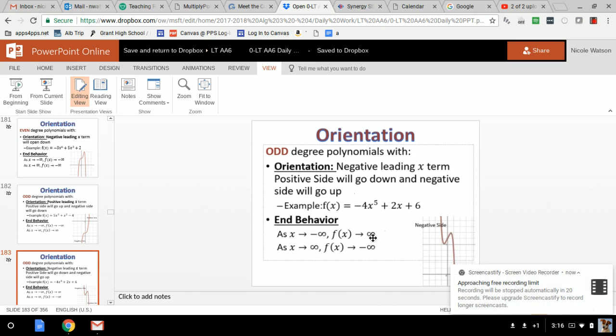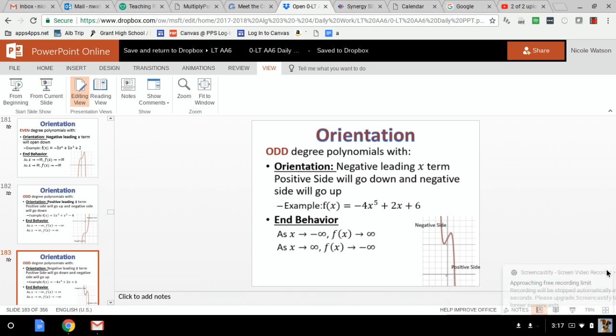As x approaches negative infinity, sorry, I'm running out of time, folks, then it's going up. As x is approaching positive infinity, it's going down. Take a moment, stop the video, and write this down.